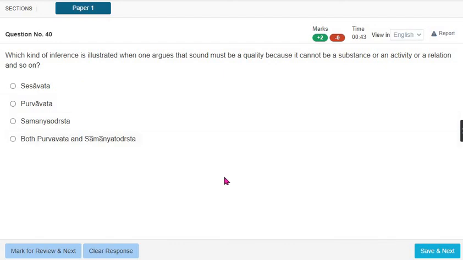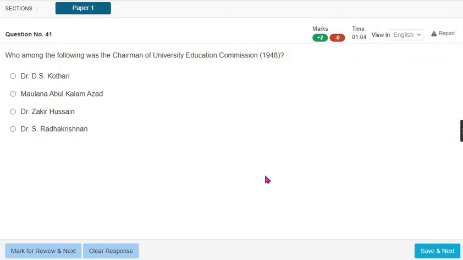Which kind of inference is illustrated when one argues that sound must be a quality because it cannot be a substance, an activity, or a relation, and so on? Okay. Which one of the following was the chairman of the University Education Commission 1948? Dr. Sarvepalli Radhakrishnan.